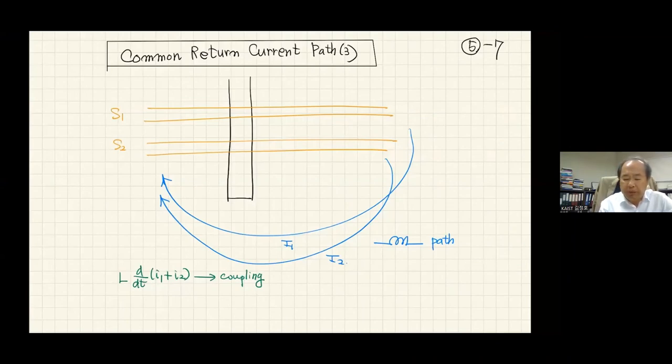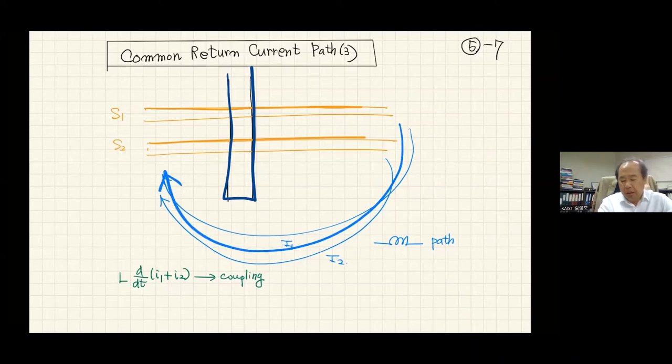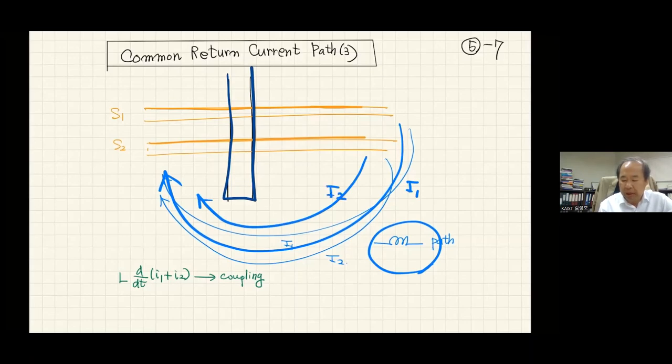Let's assume that you have signal traces, but unfortunately, in some cases, you have a slot underneath, a cut of metal. So the return current for S1 cannot go through, and because this is disconnected, it will go through a long path that will create inductance. The return current path for S2 may go through the same inductive path. And because of this inductive pathway and L dI/dt, we can create noise coupling between S1 and S2.